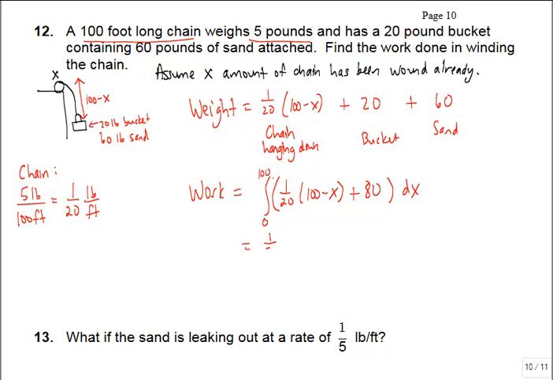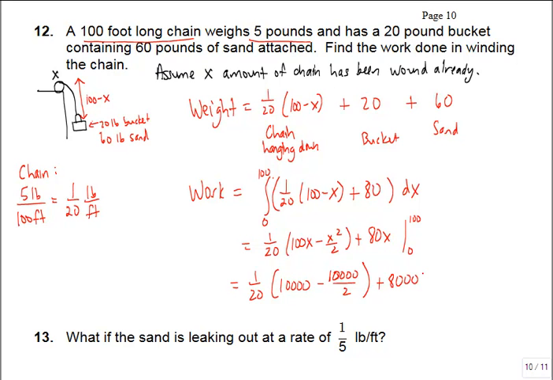To integrate this, I'm going to take my 1/20th, and when I integrate 100, I get 100x minus x squared over 2. And the integral of 80 just becomes 80x. And I'm going to plug in my 100. So I get 10,000 minus 10,000 over 2 plus 8,000. When I plug in 0 here, here, and here, all of this goes to 0. And when I compute that, I get 8,250 foot-pounds of work.